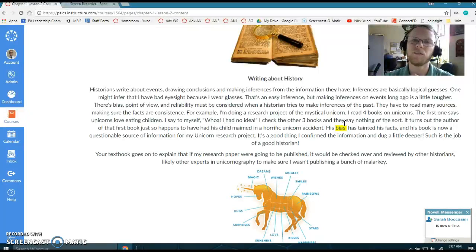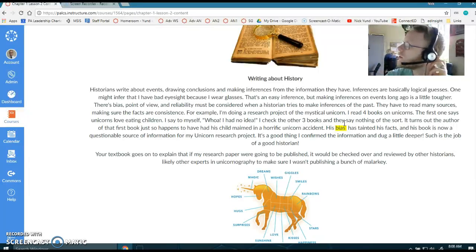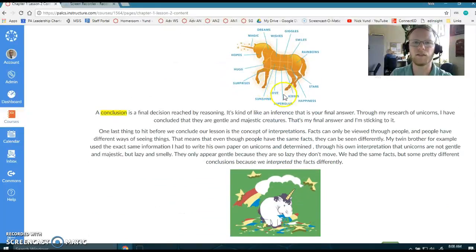Such is the job of a good historian, to make sure that what you're reading is accurate. Now, your textbook at this point would go on to explain that if my research paper were going to be published on the mystical unicorn, it would be checked over and reviewed by other historians to make sure I wasn't publishing a bunch of malarkey. So when historians write stuff, other historians look at it and review it. And if they find it to be inaccurate, that historian author will be considered a hack. And nobody wants to be a hack.